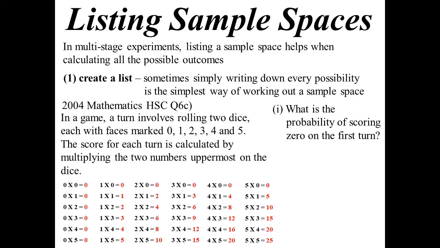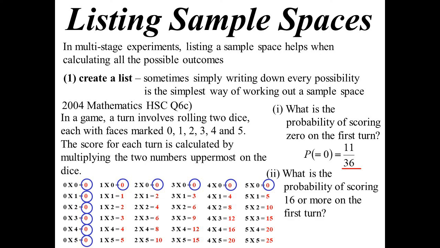And so the first part of this HSC question was, what's the probability of scoring 0 on the first go? Well, there they all are. They go down that column and across that row, and I can just simply count and go, oh, look how many there are. So there's 11 out of the 36 possibilities. That's probably the simplest way of solving part 2.